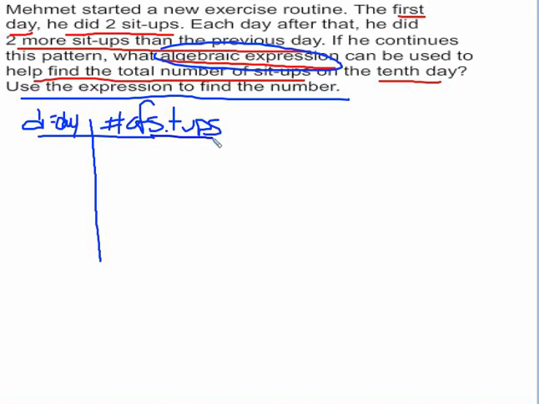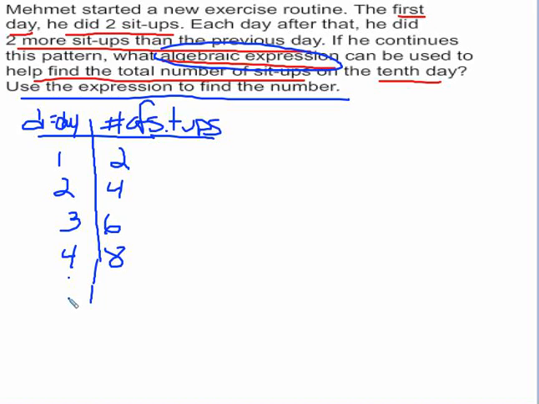Okay, so I know that he started the first day, so that would be day 1. He did 2 sit-ups. The next day, he did 2 more sit-ups. The next day, he did 2 more sit-ups. The next day, he did 2 more sit-ups. Now, I could keep going and doing this until I get to the 10th day. That's going to be pretty simple to do.